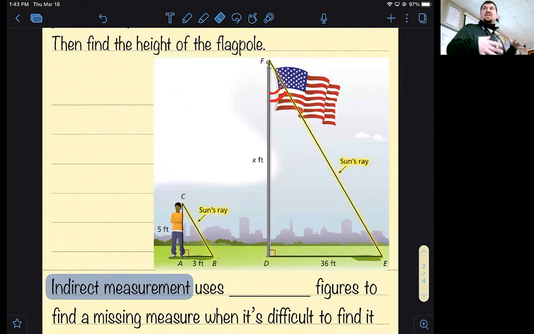Yeah, tomorrow's going to be soggy and cold. We'll just do it next week. Yeah, we'll do it next week.